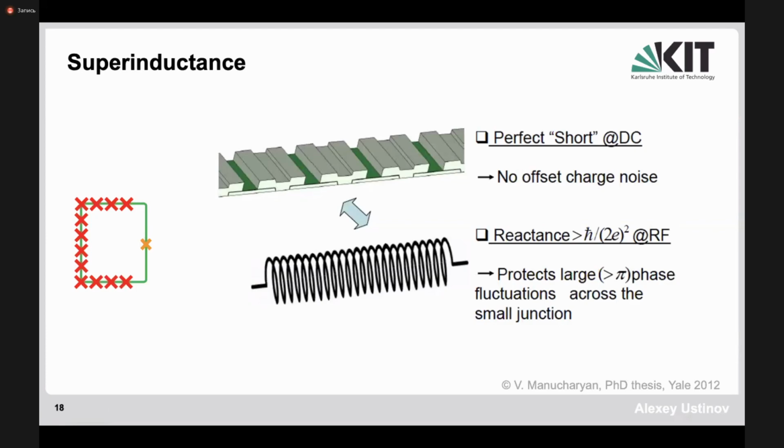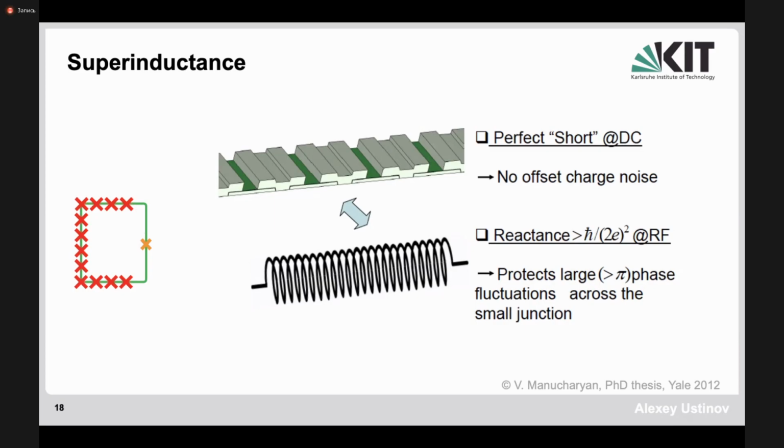And if, in particular, one makes this impedance larger than the resistance quantum, which is h bar divided by 2e squared, 6.5 kilo ohm, then it turns out there is a fundamental reason for having protection against phase winding on the small junction due to the effect of the environment, because it's a very large inductor. The impedance of that inductance is very large at high frequency.